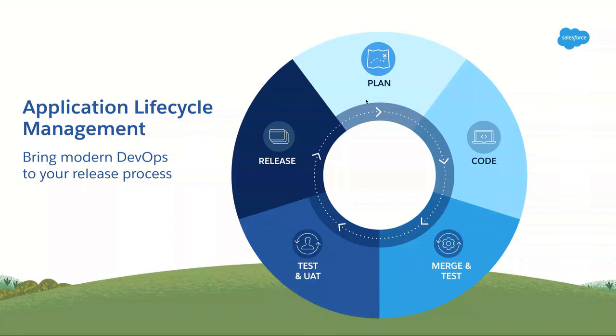ALM, Application Lifecycle Management. This is the process you're going to go through when you want to build any app. It starts with planning, and there's coding, merge and testing, test, and release. It's an involved process. Now, where it starts is at the planning phase. And like Chris had mentioned, there are a number of different resources and a number of different directions you can decide to go through in your integration implementation step.